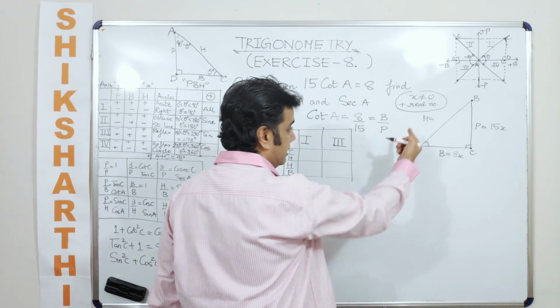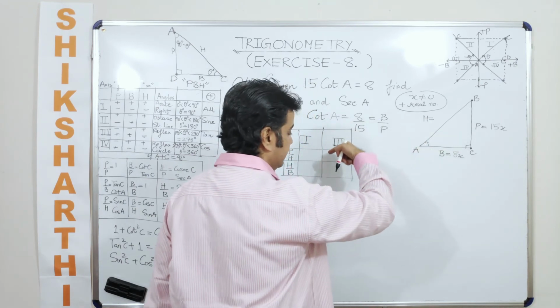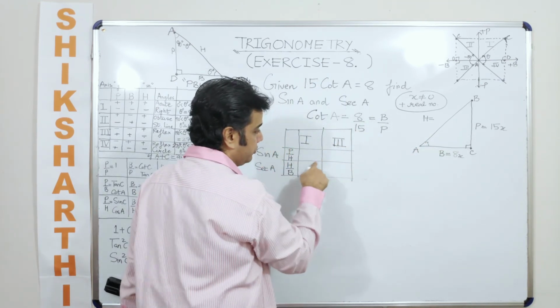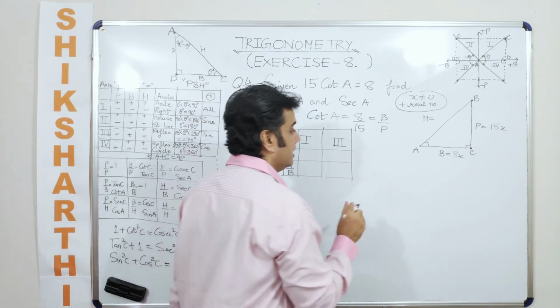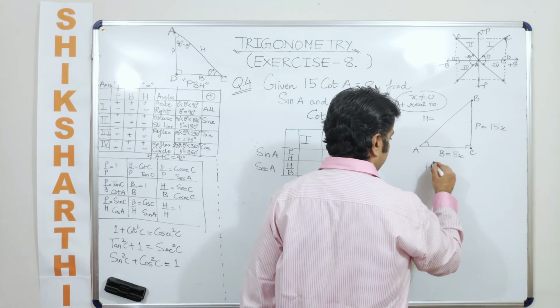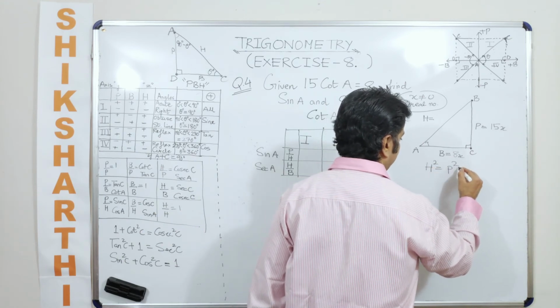So now the third part here is, this was the first thing that we did, this is the second thing that we are doing, and we just need to substitute the values, for which we require the value of h, which is not known to us. So applying the Pythagoras theorem, which says h square is equal to p square plus b square.